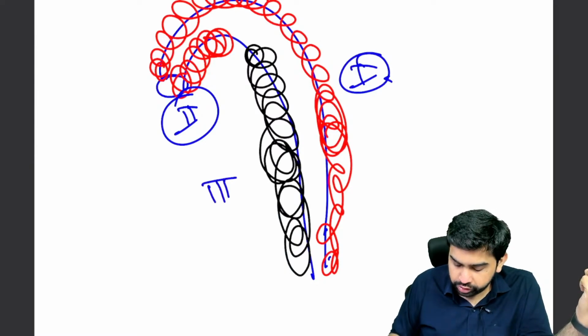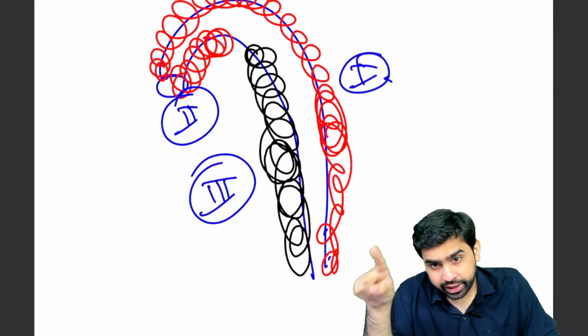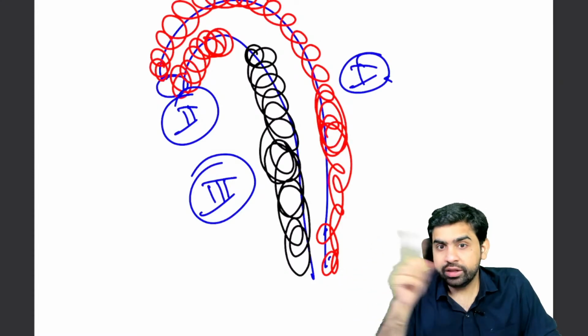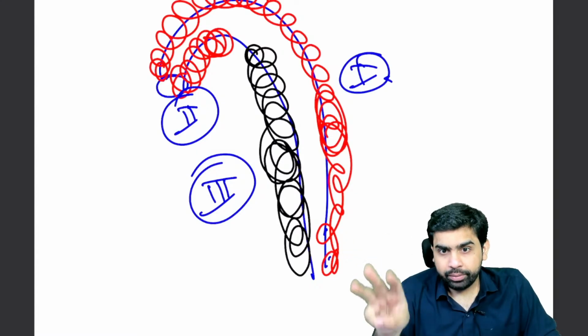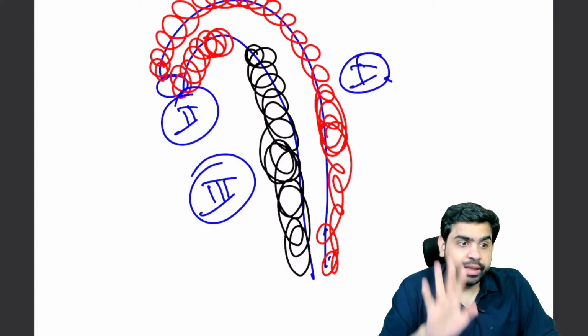Okay, I hope you have understood this point. DeBakey's type 1: the ascending aorta, the arch of the aorta and the descending aorta, everything is involved. Type 2: only the ascending aorta is involved. Type 3: only the descending aorta is involved. So this is about the DeBakey's classification.